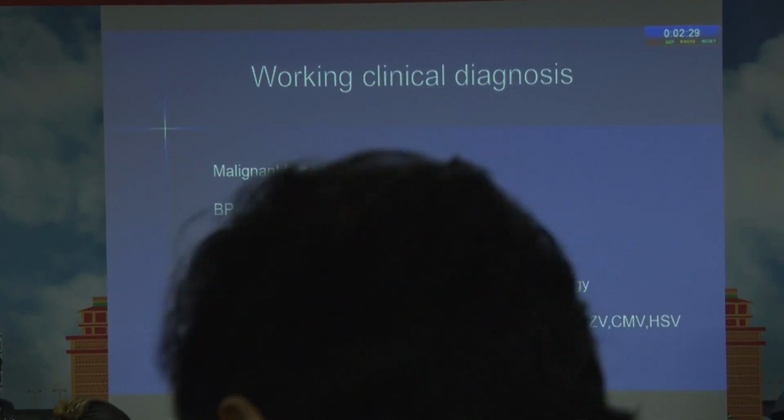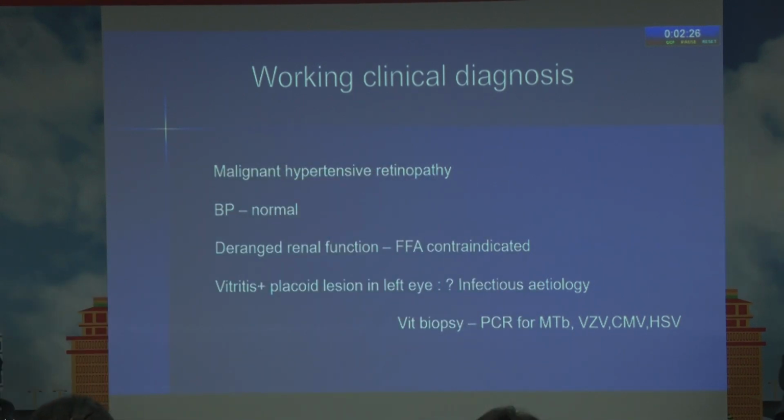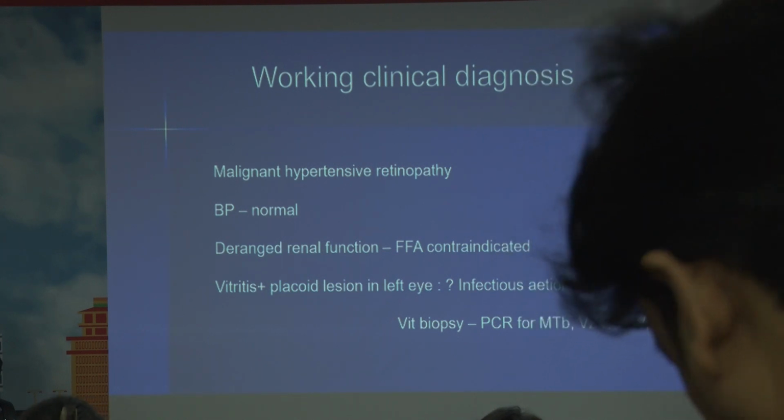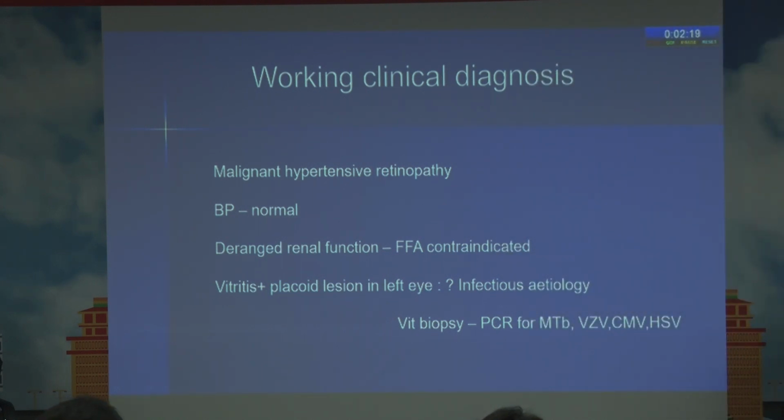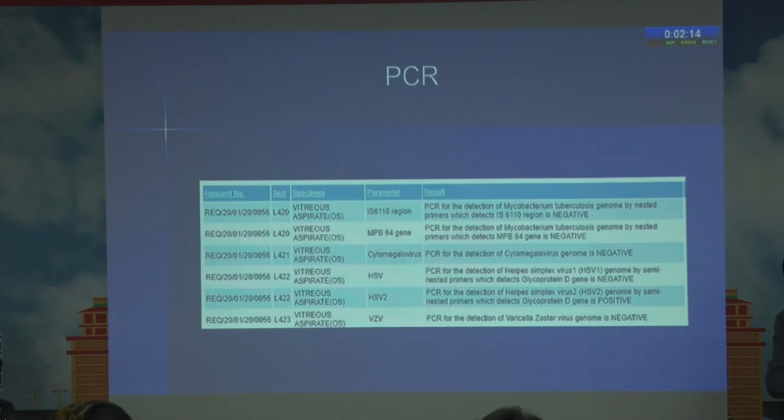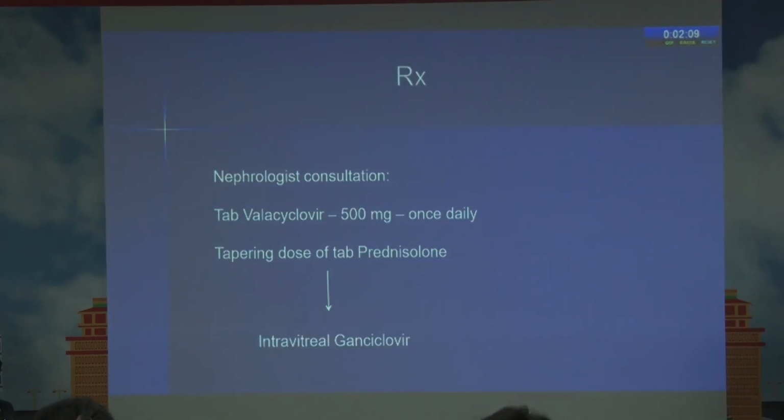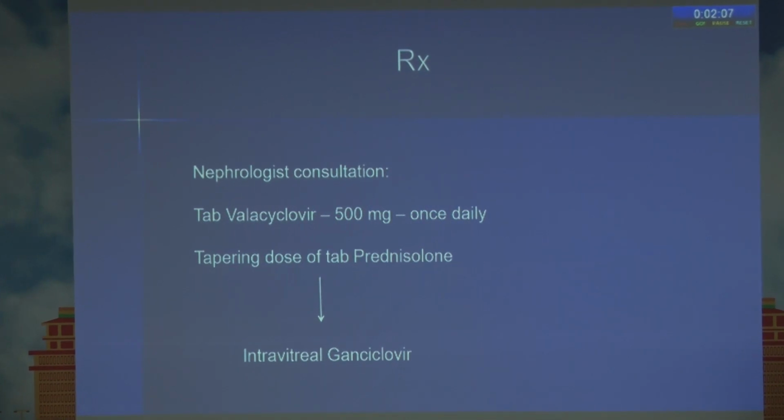But in view of the vitritis and the placoid lesion in the left eye, we thought parallelly about an infectious etiology. So we decided to go ahead with a vitreous biopsy, and we subjected the sample to PCR for Mycobacterium tuberculosis and the viruses. And he tested positive for HSV2. In view of the viral retinopathy, we took a consultation from the nephrologist because of his compromised renal functions. The maximum dose of the oral medication which could be given was valacyclovir 500 milligram once a day.